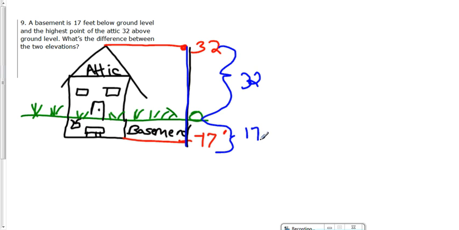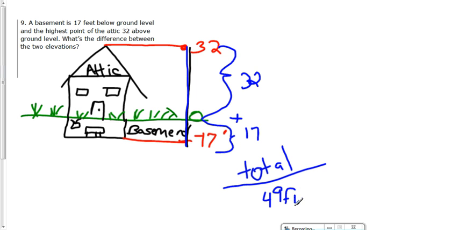So if I want to know the difference, I'm putting them together to find my total. I want to add them together to find my total. So 2 plus 7 is 9. And 3 plus 1 is 4. So the difference between the two elevations is 49 feet.